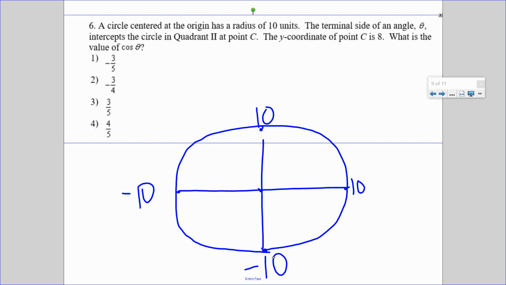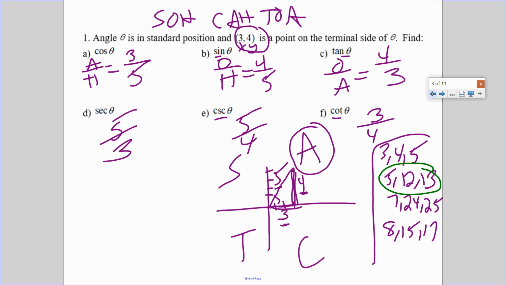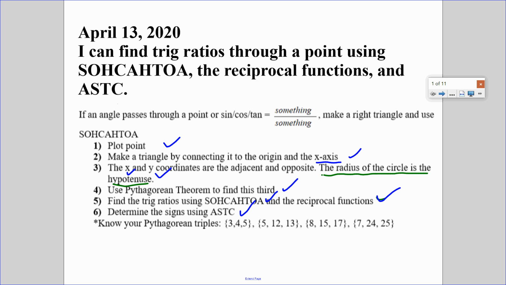The terminal side of angle theta is in quadrant 2. It says point C. There's my triangle. It says the y coordinate is 8. What is the value of cosine? Well, as of right now, I don't have enough information to do Pythagorean theorem because I only have one side. Well, I actually have 2. And if I look back at the notes, did I put it in the notes? Yes, I did. The radius of the circle is the hypotenuse.